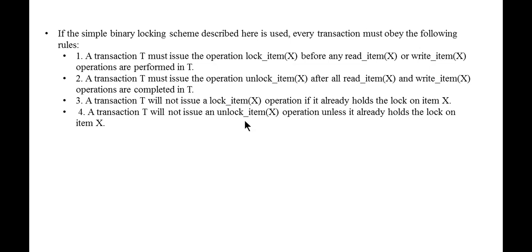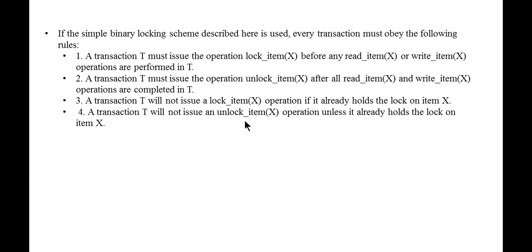So these are the basic simple rules of binary locking scheme, and the main purpose of this binary locking scheme is one item must be used by only one transaction at a particular moment. Once the task is over, then the item must be released so that other transactions can acquire the lock on that particular item. So that is a binary locking scheme.